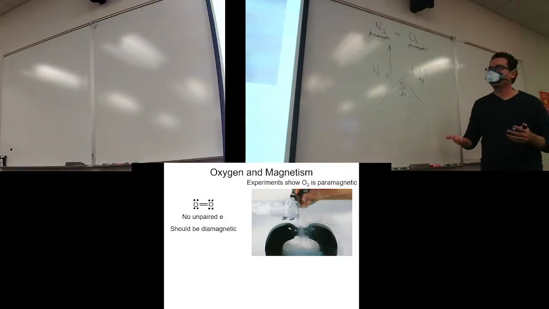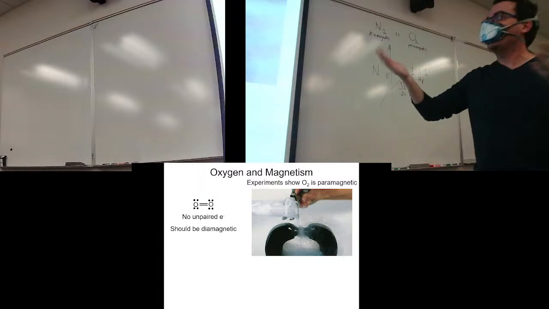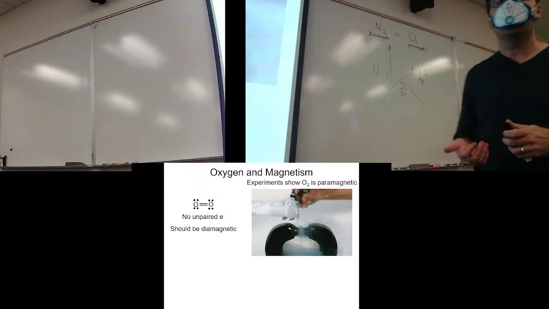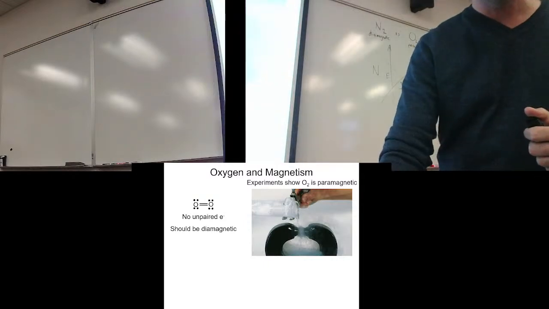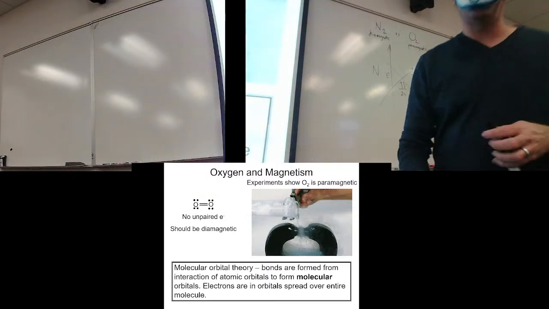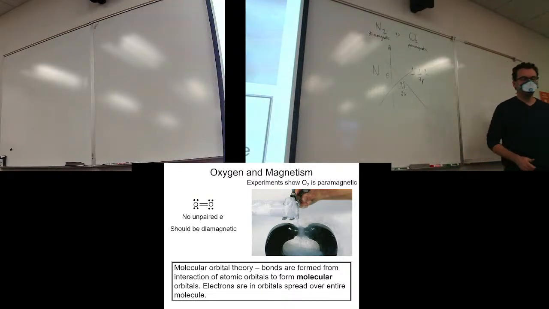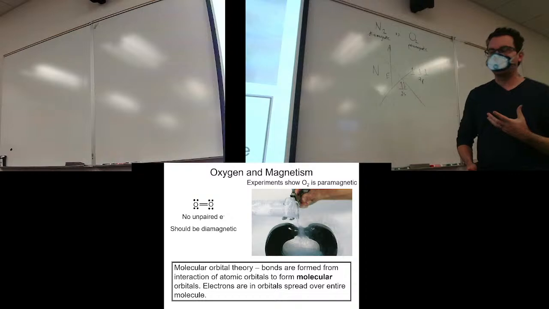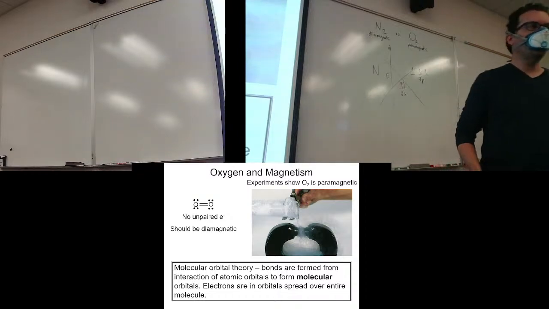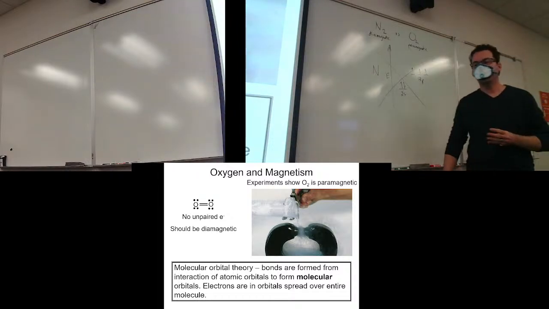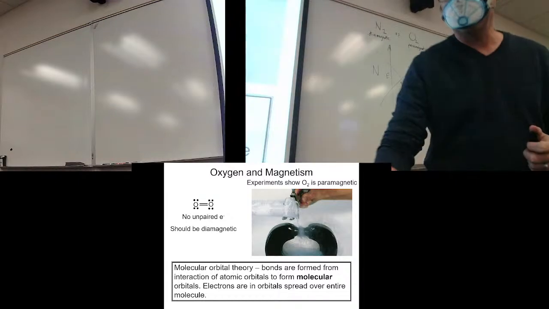So we can't predict using Lewis structures or valence bond theory that oxygen, O2, would be paramagnetic. So this is where we have to turn to a new theory for bonding. There is a different way to approach this. It's less intuitive because it's less visual. Lewis structures are nice, they're very useful, but they don't do everything.